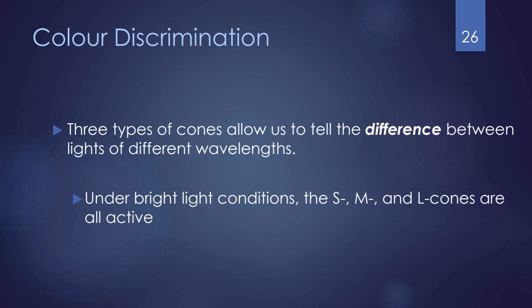when we're talking about brightly lit conditions where our cones are active, the S, M, and L cones are all going to be active. Now, when they're all active, the differences in activity between these three types of cones is what makes it possible to distinguish color.